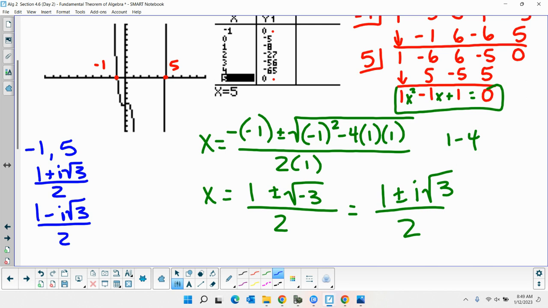Questions? Simple, right? That's what we did yesterday, Serenity. Had to do a little extra work because we couldn't see all our zeros when we put it in the calculator. No questions?